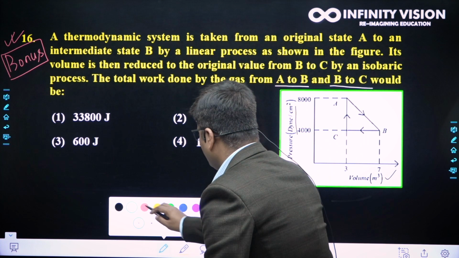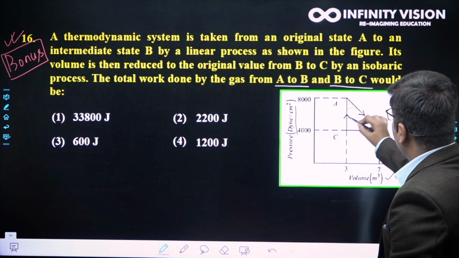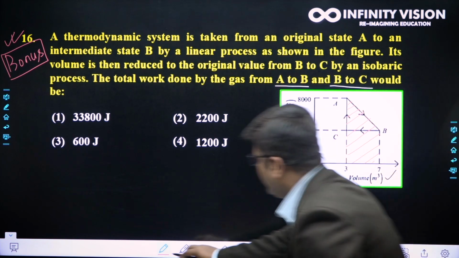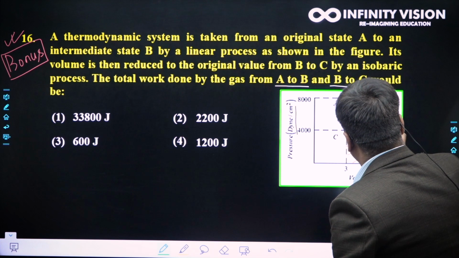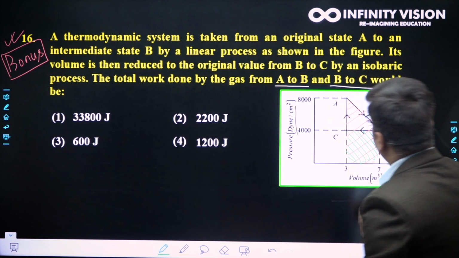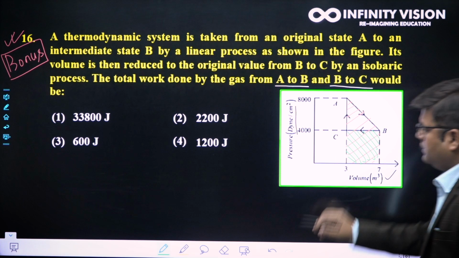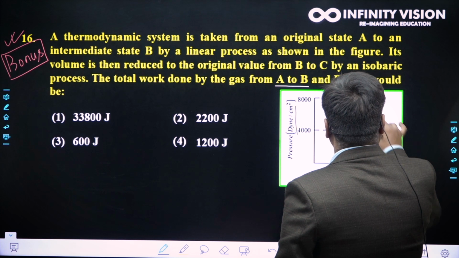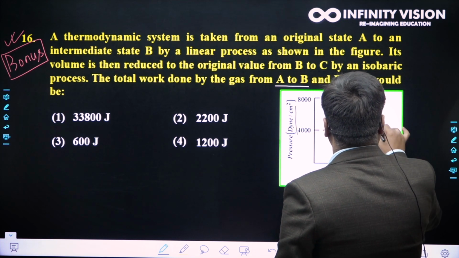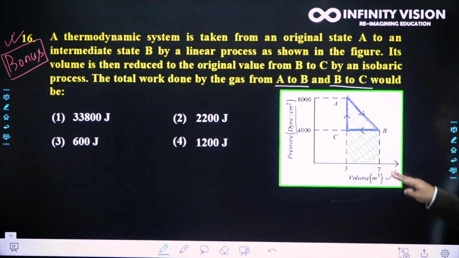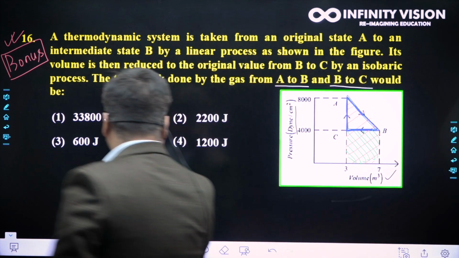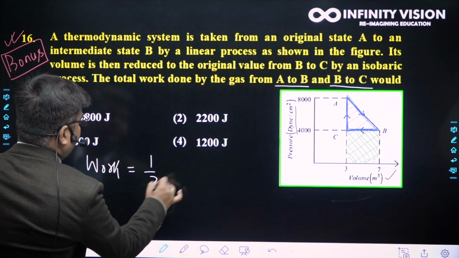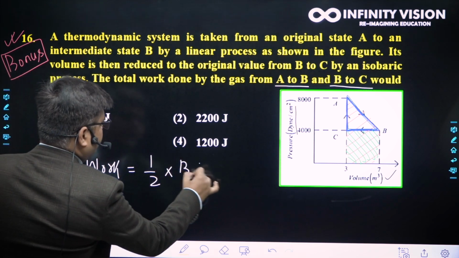Now in case of A to B, the total work will be this complete shaded part, the area of the trapezium. And in B to C, the area will be only this area of the rectangle, which will be negative. So when we add these two areas, we are left with just the area of this right angle triangle. So we have to calculate just the area of this right angle triangle to get our answer. So the required work is half into base BC into height AC.